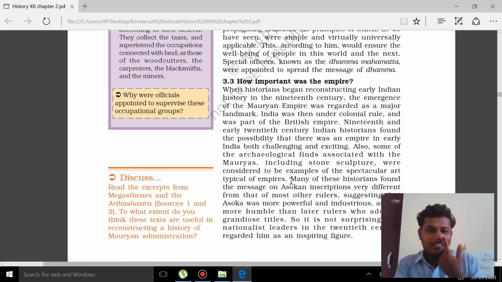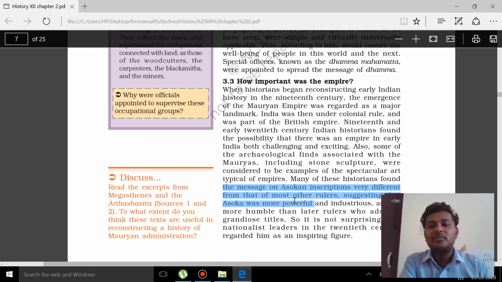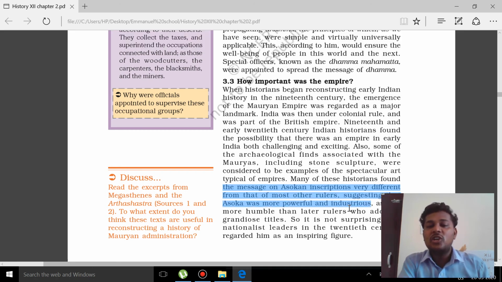The third one is that the message on the Ashokan inscriptions was very different from that of most rulers, suggesting that Ashoka was more powerful and industrious, meaning very hardworking, and also more humble than later rulers who adopted grandiose titles. Among leaders who had very glorious titles, Ashoka was a leader who was powerful, hardworking, and thought for the people. So this is the third thing to be noted, Ashoka.